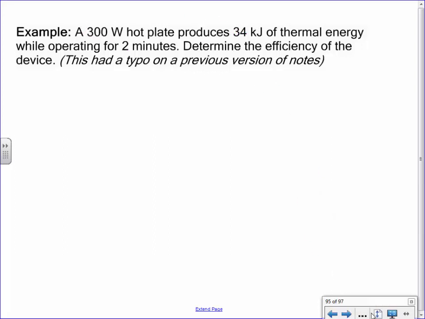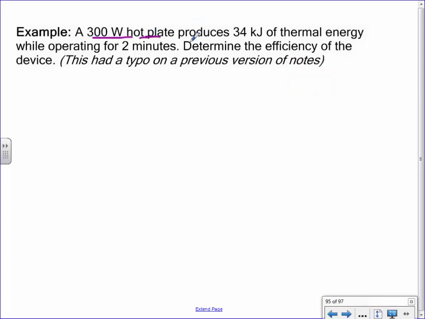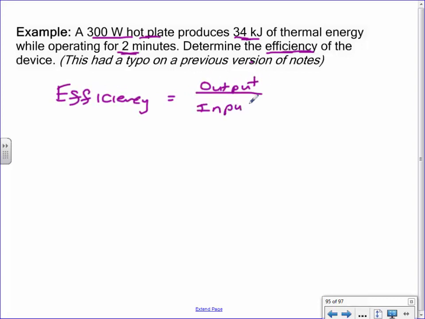So here's my last example. Let's say that you use a 300-watt hot plate, because you're going to try to heat something up. And it produces 34 joules of thermal energy, and you use it for 2 minutes. We're going to figure out how efficient this device was. So here's how we're going to solve this. We're actually going to use 2 formulas. One formula is that efficiency is equal to the amount of output energy you get divided by the amount of input energy you have to pay for times by 100. That's a formula we're going to use.